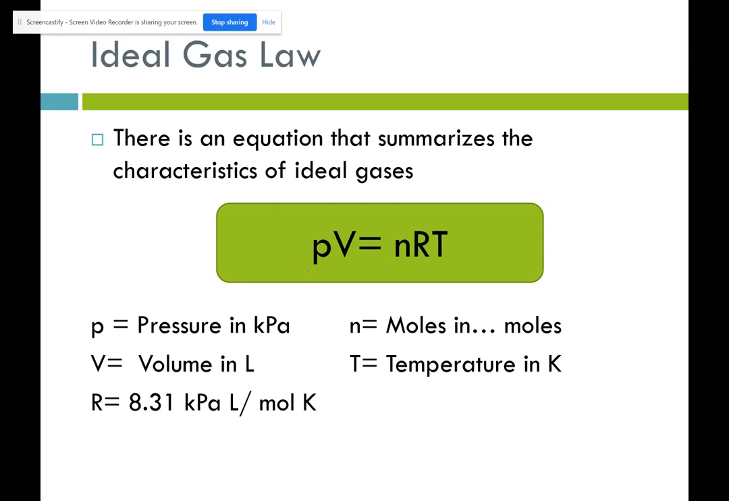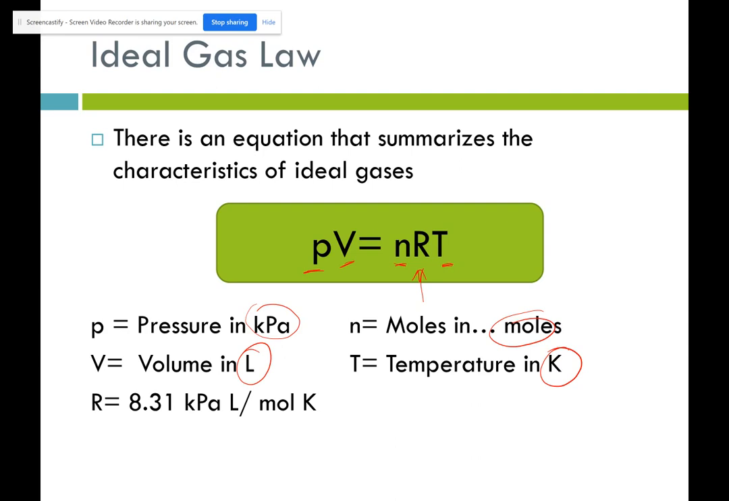Now, P, like we've been doing so far, measures our pressure. Now, it's really important that your pressure is in kilopascals for this question. Okay? The V is volume. Also really important that your volume needs to be in liters. N, we should know, is moles, which is in moles, not surprisingly. T is our temperature, which is in kelvins. And R is something called the gas constant. Okay? The gas constant is kind of like Avogadro's number. It's a number that doesn't change. It's 8.31 kilopascal liters per mole Kelvin.